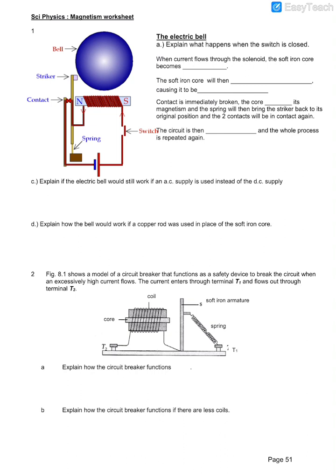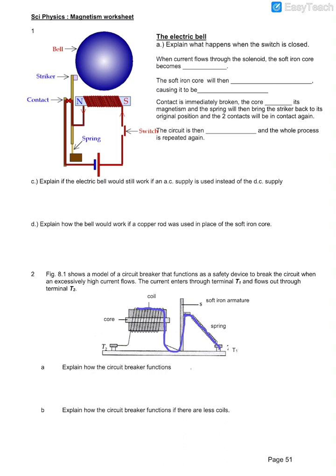Okay, so you see, when you answer this question, some people answer actually quite well, no? But it sounds correct, but not correct. Okay? So how do they answer it? They say when current flows through T1, goes through the solenoid, then it magnetizes the core, attracting the soft iron armature. Is that correct? Not correct.